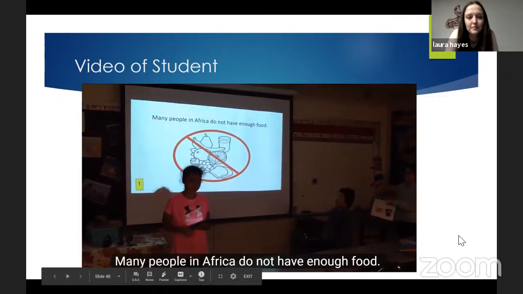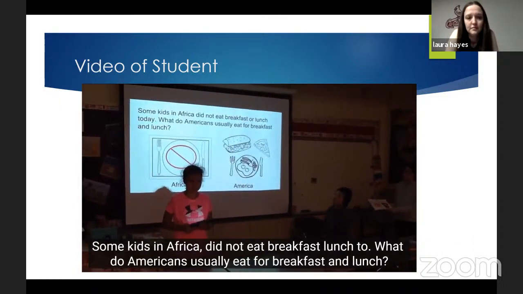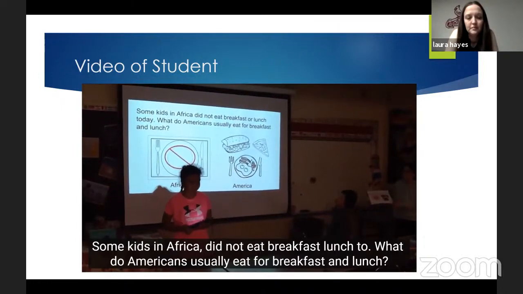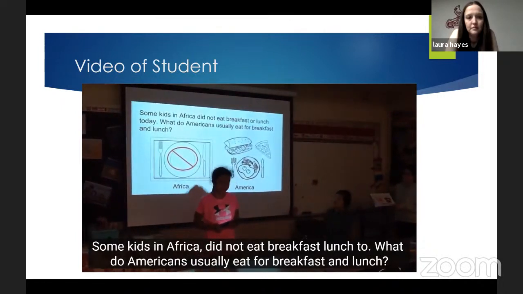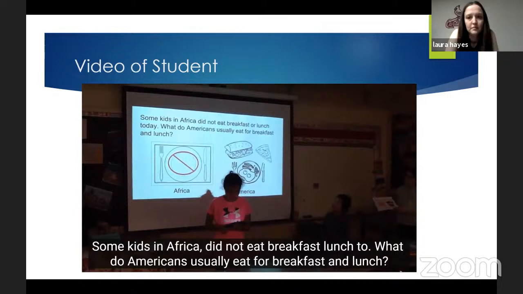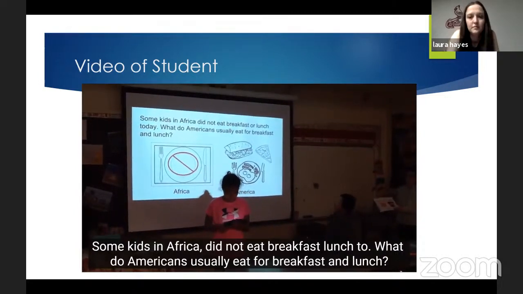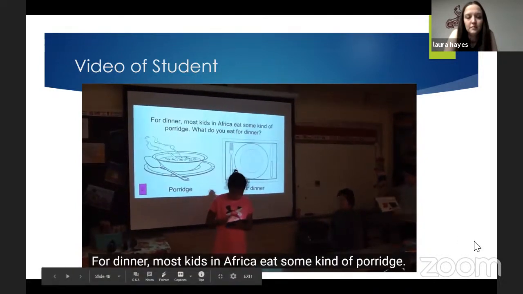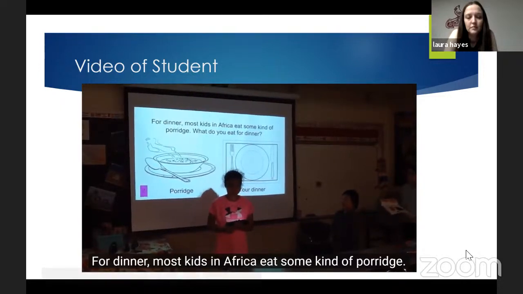Many people in Africa do not have enough food. Some kids in Africa did not eat breakfast. Lunch, today, what do Americans usually eat for breakfast and lunch? For dinner, most kids in Africa eat some kind of porridge.